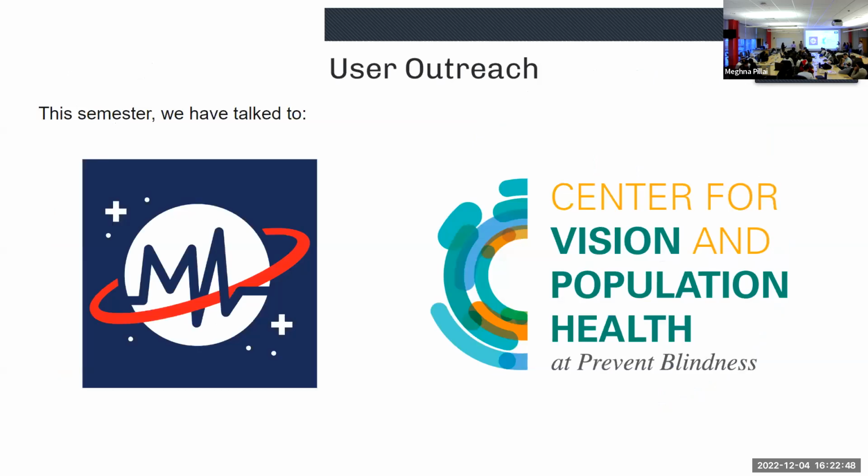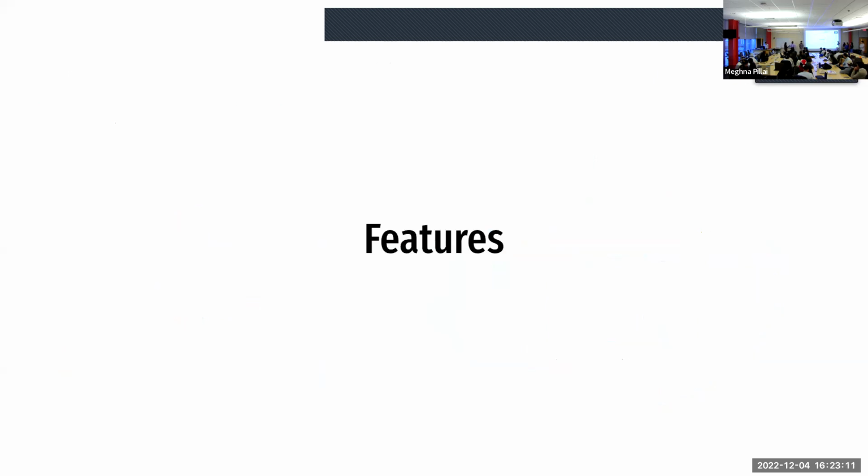I'll actually talk about user outreach first. This semester we talked to 2 different groups: a student organization and the Center for Vision and Population Health. We conducted 2 rounds of user research, one with 5 users and one with 3 users, and we gained a lot of insight about the usability of the application, as well as some fixes we could potentially make. Now I'll hand it off to Kush.